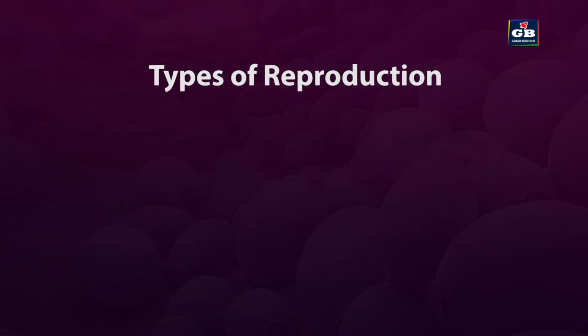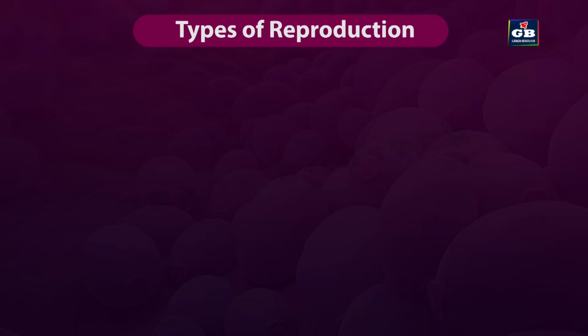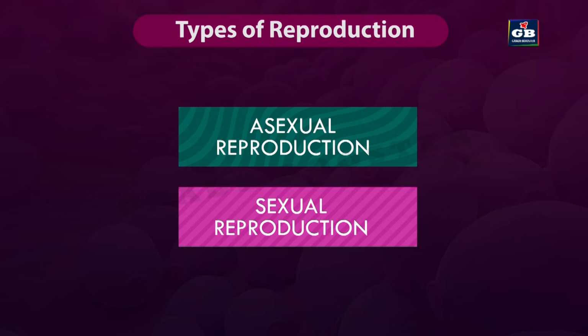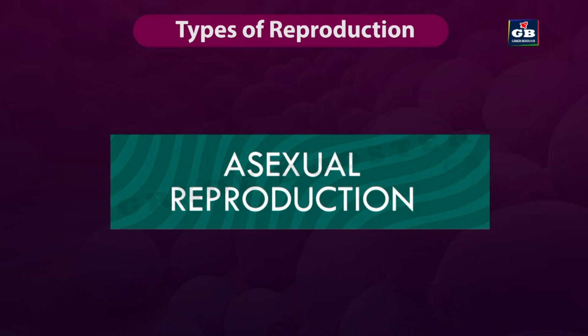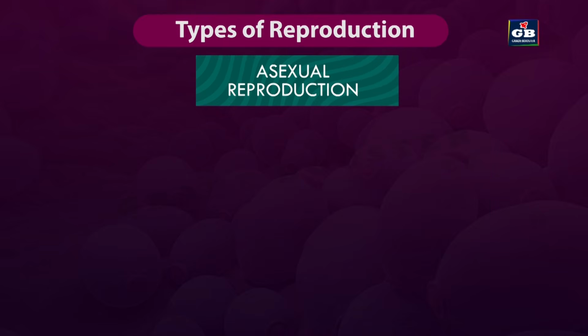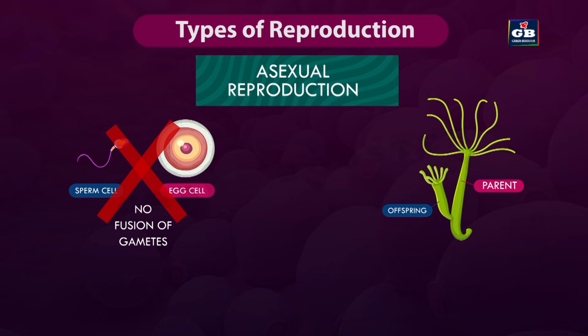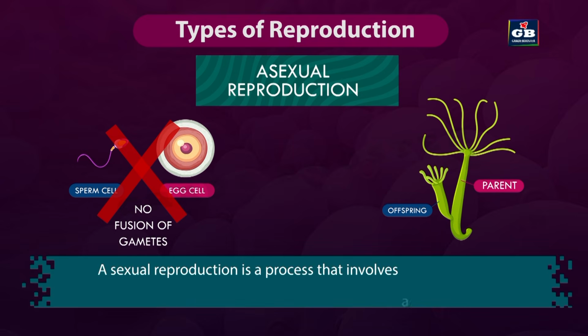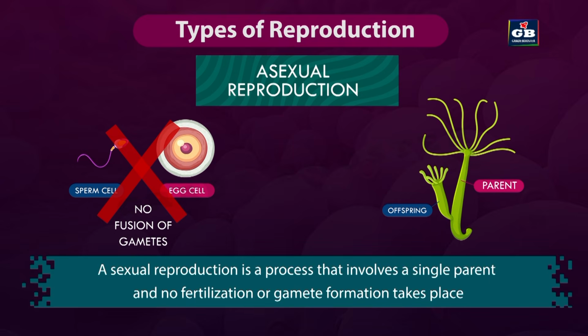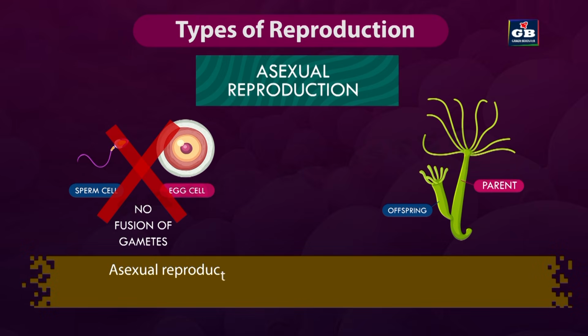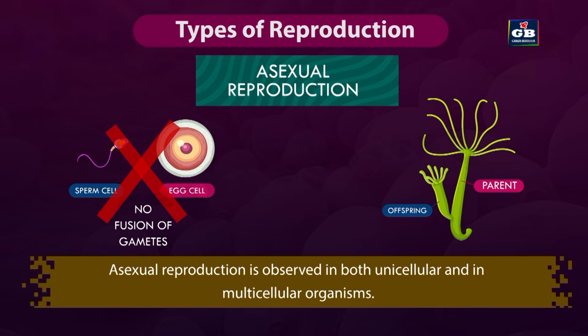Types of reproduction. Reproduction is of two types, asexual reproduction and sexual reproduction. First, let us learn about asexual reproduction. Asexual reproduction means the reproduction that takes place without the fusion of sex cells or gametes. Only one parent is involved in this type of reproduction. So, asexual reproduction is a process that involves a single parent, and no fertilization or gamete formation takes place. Asexual reproduction is observed in both unicellular and multicellular organisms.